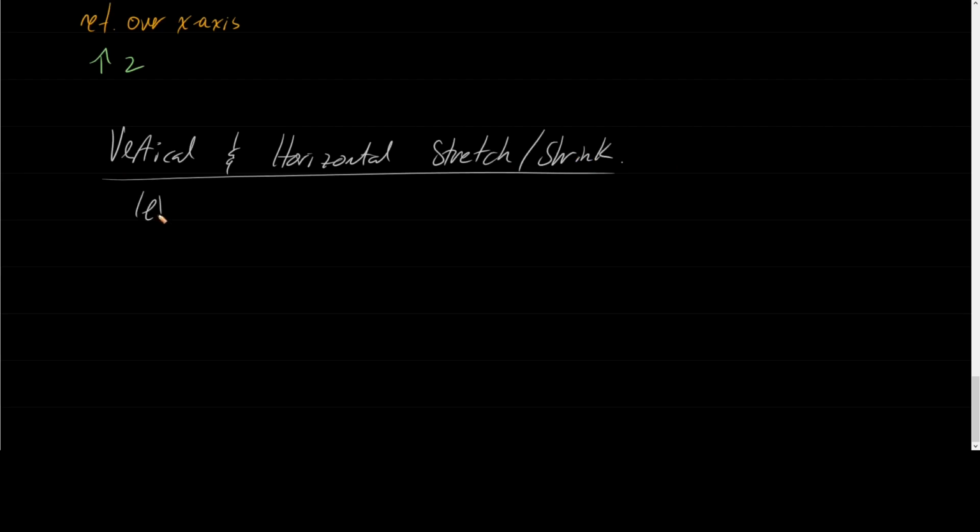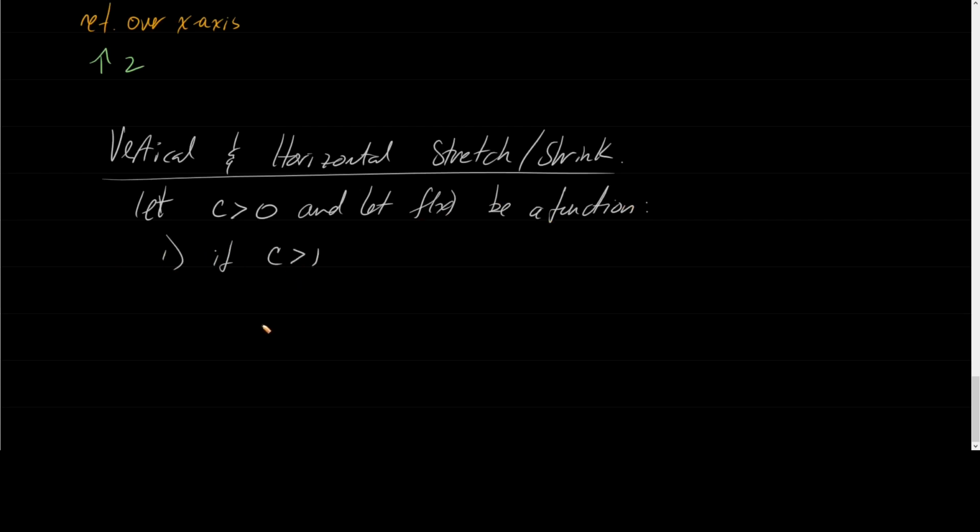Let c be greater than 0, and let f of x be a function. All right, then we get the following. If c is greater than 1, then g of x being equal to c times f of x is a vertical stretch. All right, so we multiply on the outside by a value that's bigger than 1. It's a vertical stretch.